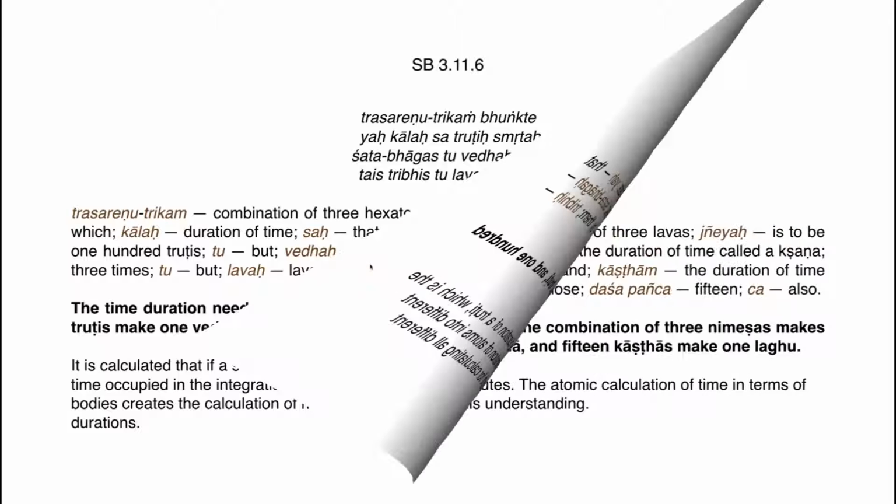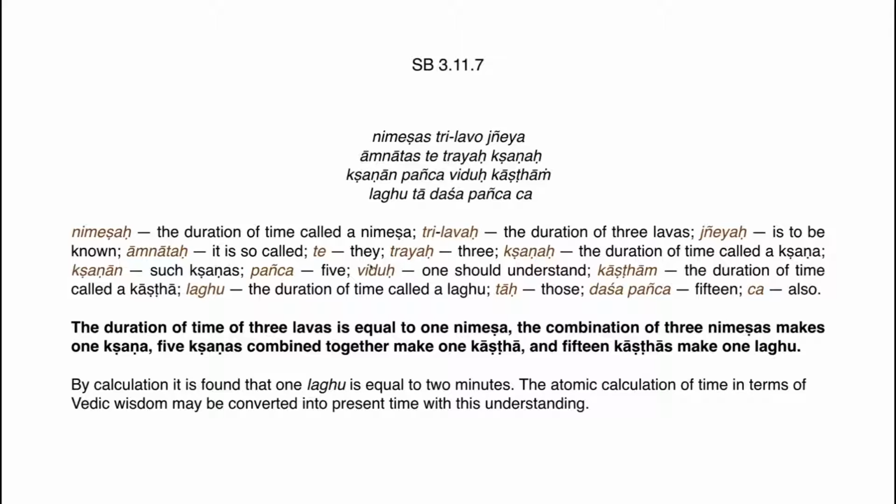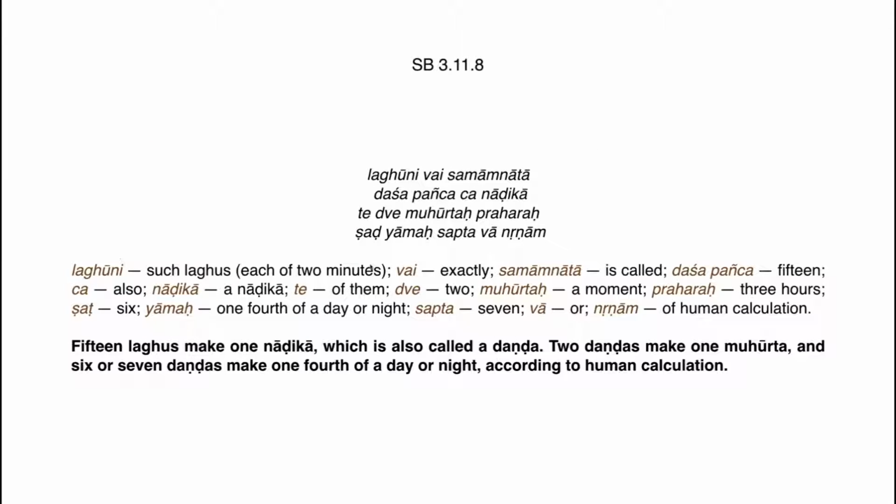So this is interesting. This is how we can actually calculate time. It's very scientific. And then the next verse: the duration of time of 3 lavas is equal to 1 nimeṣa. The combination of 3 nimeṣas makes 1 kṣaṇa, 5 kṣaṇas combined together make one kāṣṭhā, and 15 kāṣṭhās make one laghu. So see, the laghu is actually 2 minutes. And 15 laghus make one nāḍikā, which is also called a daṇḍa.